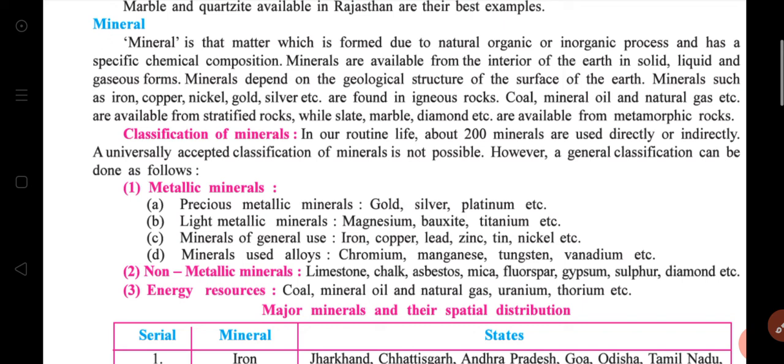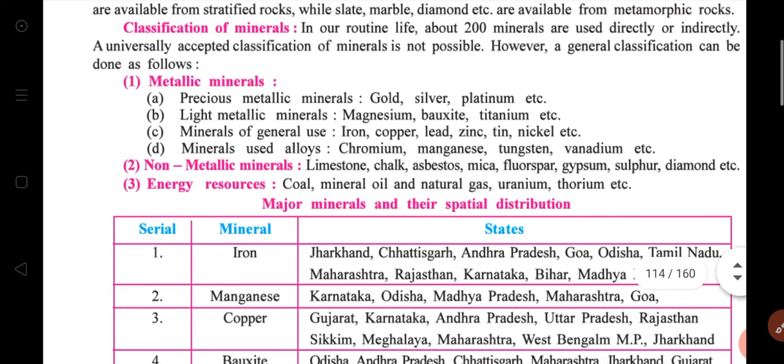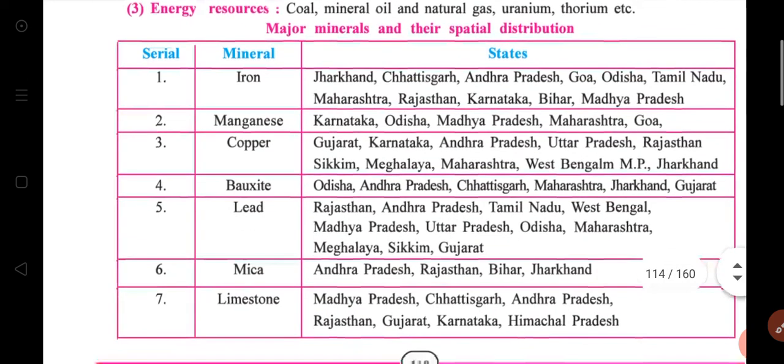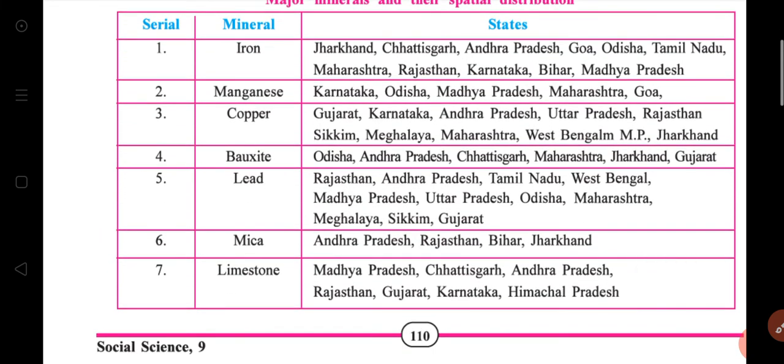There are metallic minerals, non-metallic, and energy resources. In metallic minerals, there are four types: precious, light metallic, minerals of general use, and minerals used in alloys. Then non-metallic: limestone, chalk, asbestos, mica, fluorspar, then gypsum, sulfur, diamond, etc. And for energy resources, this table is provided, but this table we can learn and also verify in the lecture on the map.